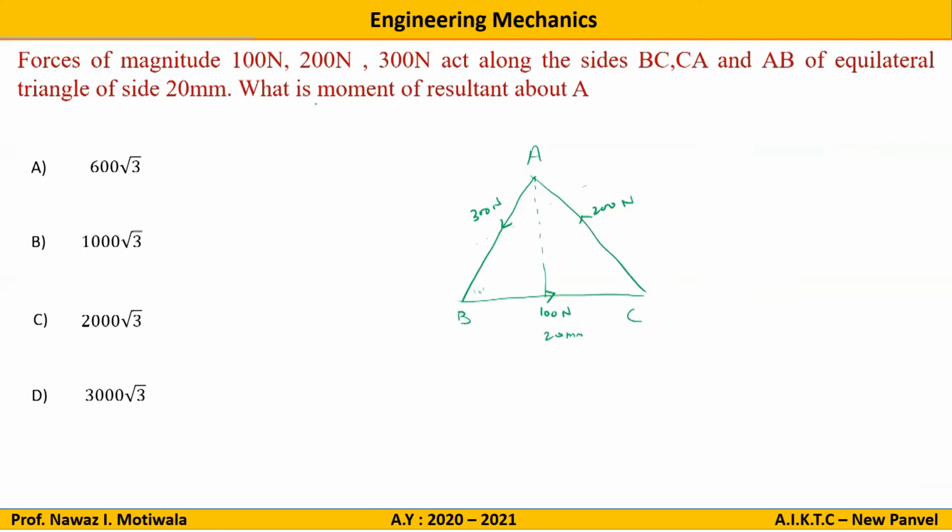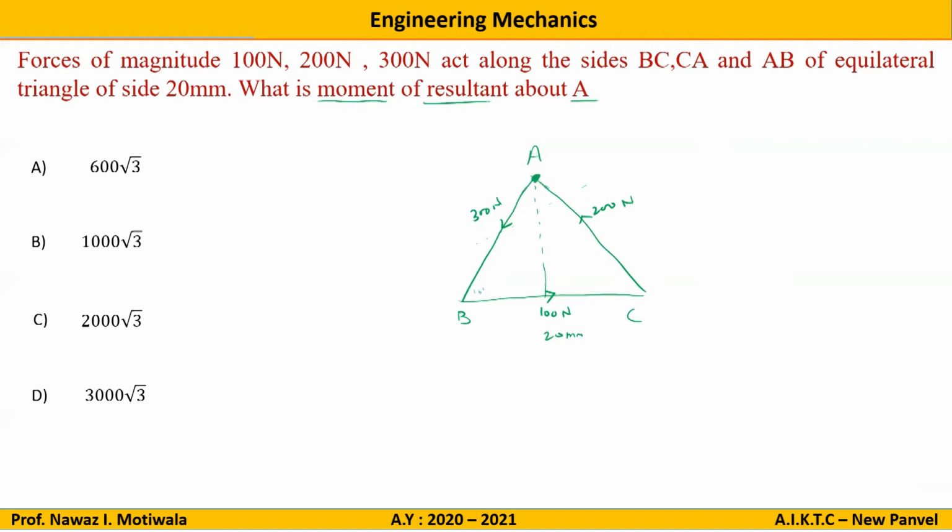Please understand this question. It asks what the moment of the resultant about A is. So first we need to find the resultant, then its location, and then take moment about point A. That will be a very lengthy procedure. But again we have the logic. The moment of the resultant will be equal to the moment of all forces about point A, because the resultant is the summation of all forces. So if I take the moment of all forces about A, that will be the moment of the resultant about point A.